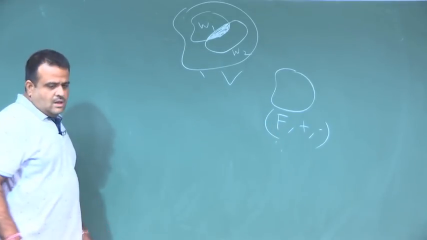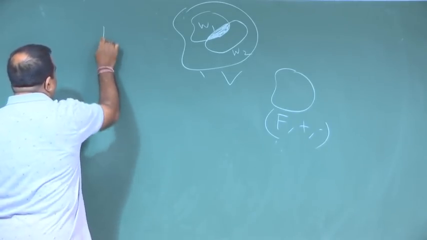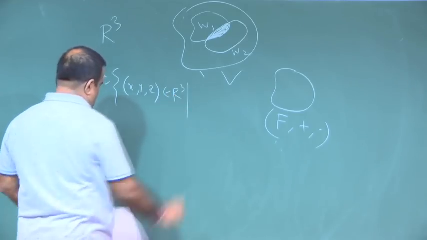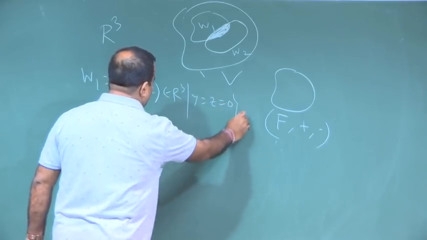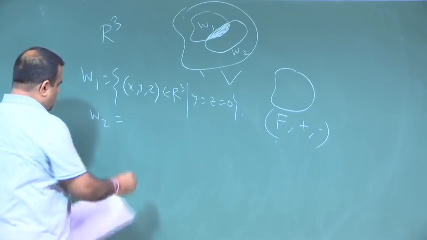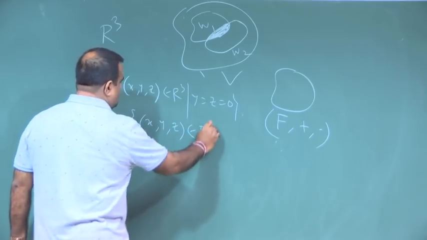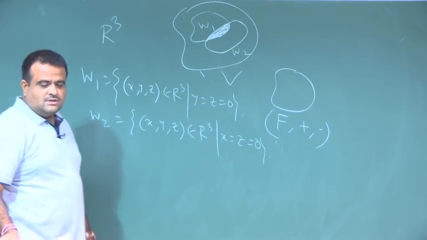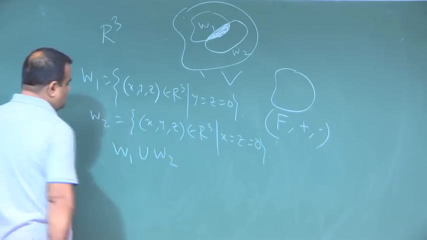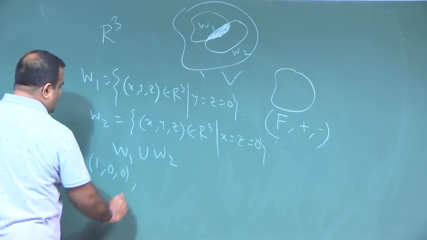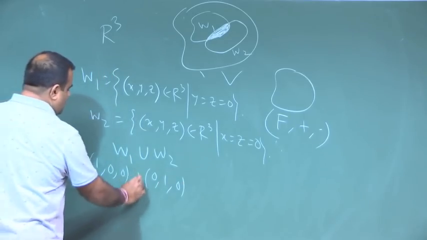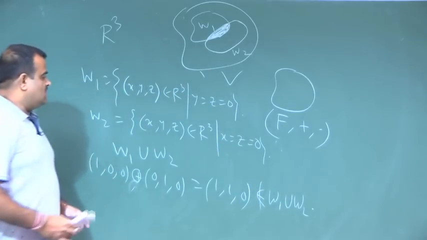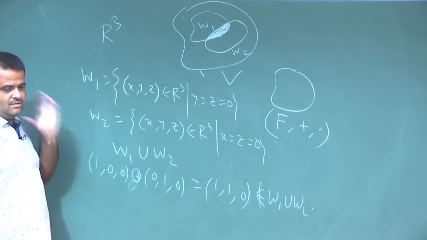So, for example, if you take two vector spaces over R3, say W1 is basically, if you take y and z to be 0, so we have only the x axis, and W2 is basically, with x and z to be 0, you have only the y axis. Okay. Now, the union is not a vector space, because even the closure property is not satisfied. If we take 1 0 0, this belongs to the union, and also 0 1 0 belongs to the union, but if you take their sum, this is basically 1 1 0, and this does not belong to the union.